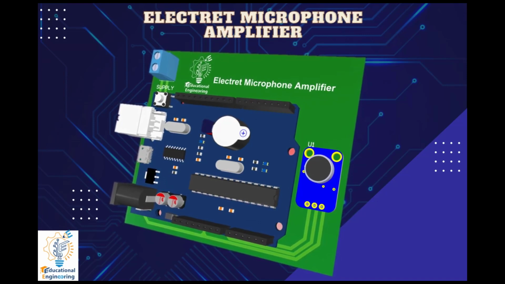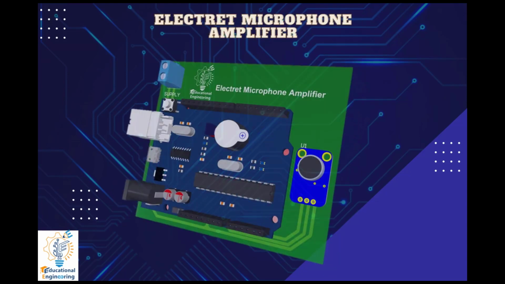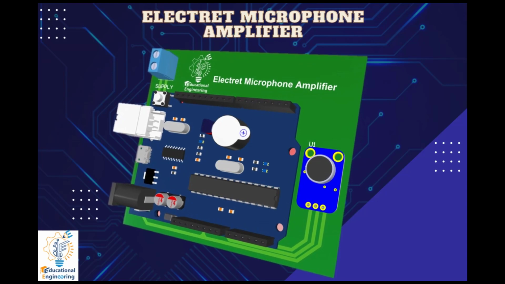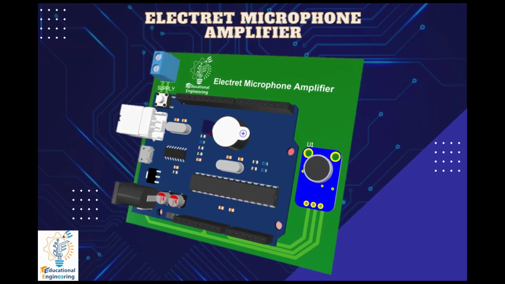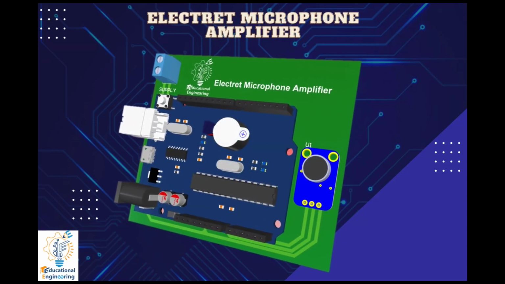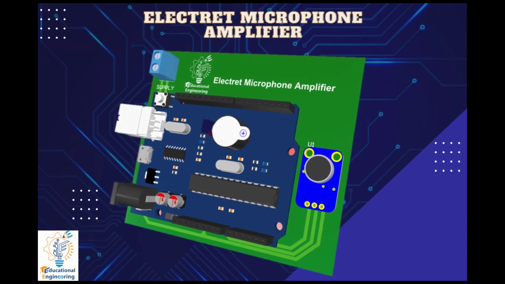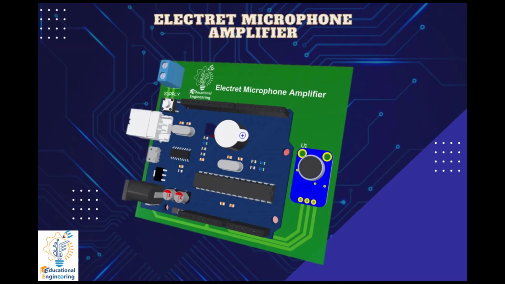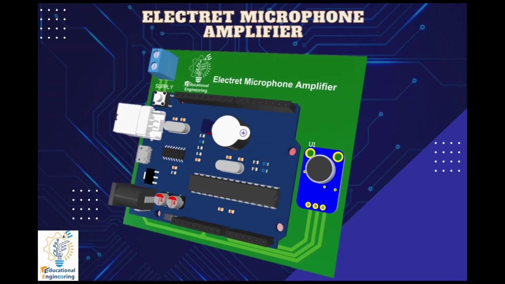Hi, and welcome again to another video. Today, we're gonna learn how to design an Electret Microphone Amplifier using Altium Designer. An Electret Microphone Amplifier such as MAX 4466 is a circuit commonly used to enhance the signal from Electret microphones. It boosts the weak audio signal from the microphone to a level suitable for processing by devices like Arduino. This amplifier is often integrated into projects requiring sound detection or audio input capabilities.